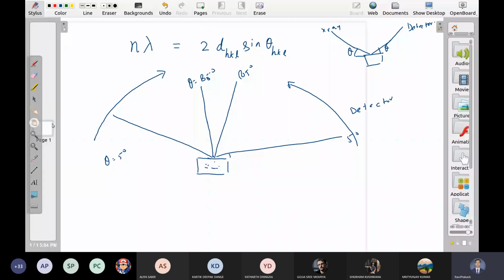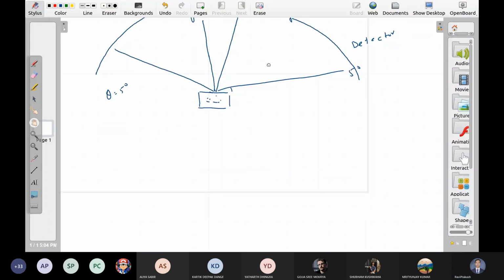So what kind of pattern are we supposed to see? It is not as simple as we have seen in the case of optics. This will not look as simple as what you saw in optics.